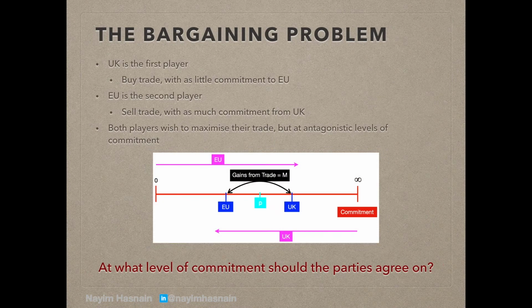The bargaining problem. So the UK is the first player, the EU is the second player. The UK wants to buy trade with as little commitment to the EU, and the EU wants to sell trade with as much commitment from the UK. The diagram illustrates the antagonizing levels of commitment.